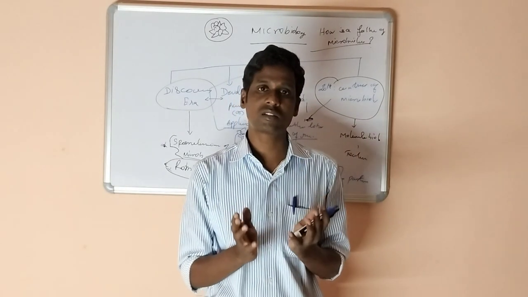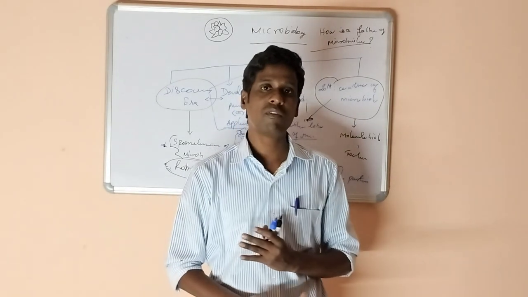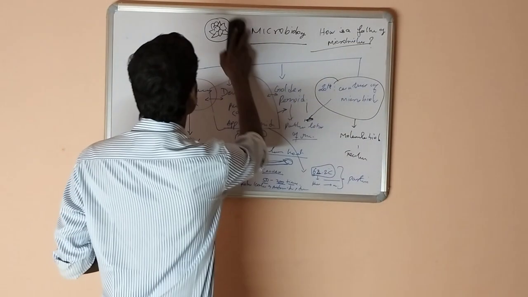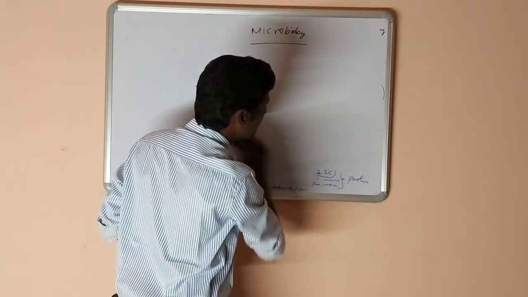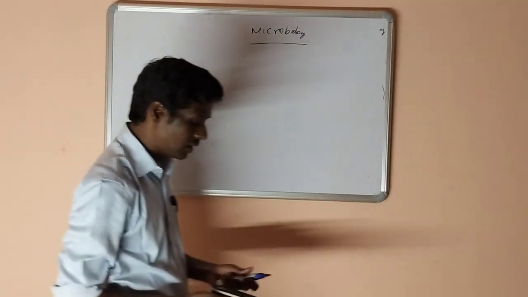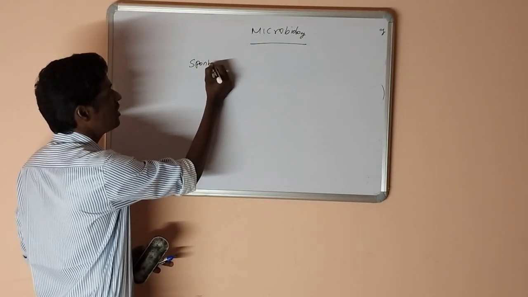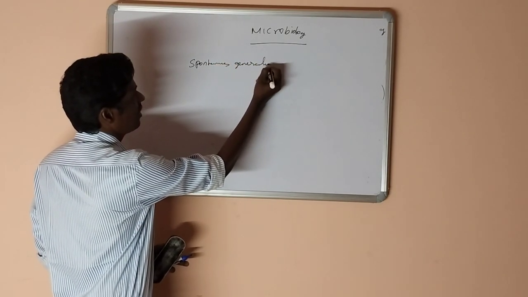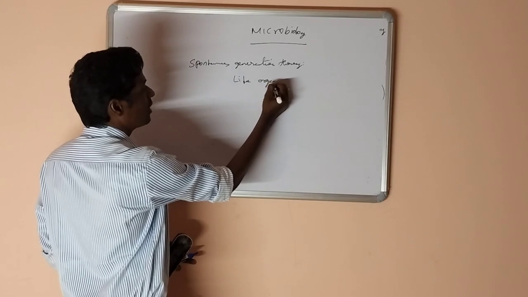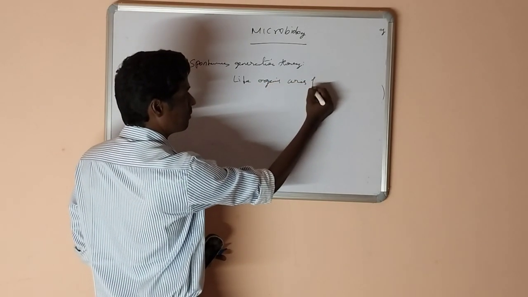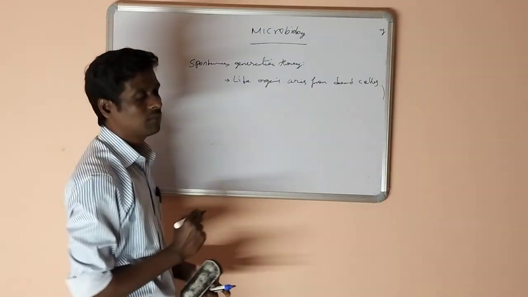Now let's see how the big scientists developed, as well as how they contributed in the field of microbiology. Let's see the first, Needham and Spallanzani. Needham and Spallanzani's experiments dealt with the spontaneous generation theory. This theory says that living organisms arise from dead material. It was given by Needham and Spallanzani.